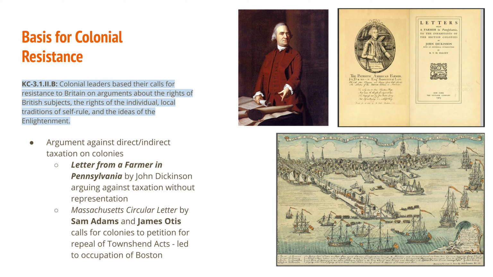There was also the Massachusetts Circular Letter, which was written by the Massachusetts Colonial Legislature with Sam Adams and James Otis calling for other legislatures to petition Parliament to repeal the Townshend Acts. And that's what's going to lead to the troops being sent to Boston Harbor. On the bottom right, you see a sketch of what it looked like when the British troops came in, and this was done by Paul Revere.